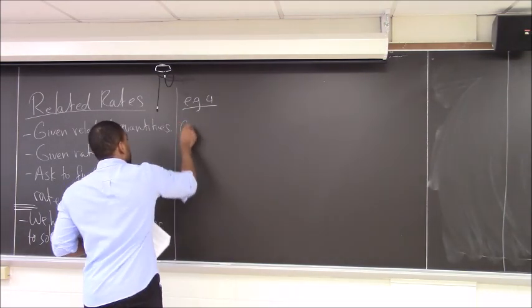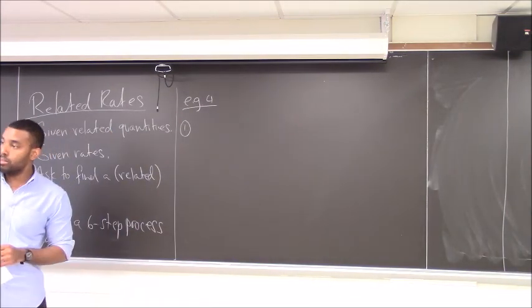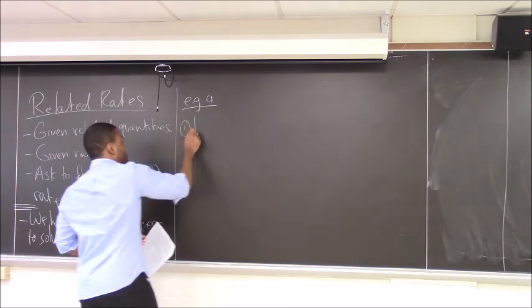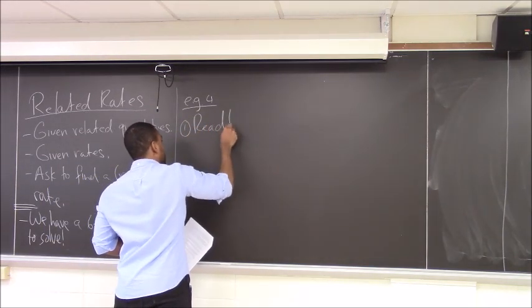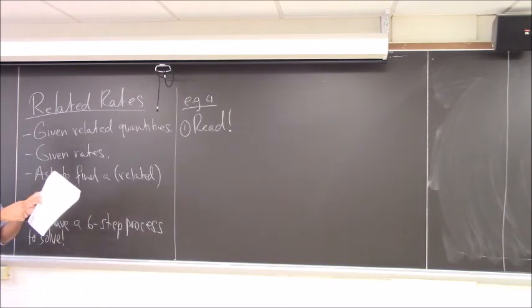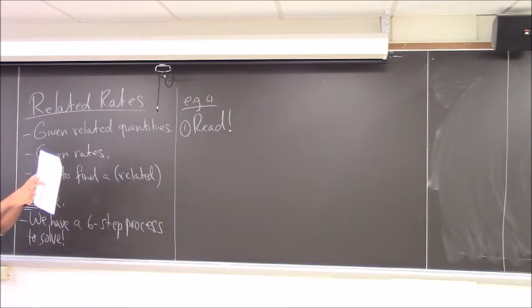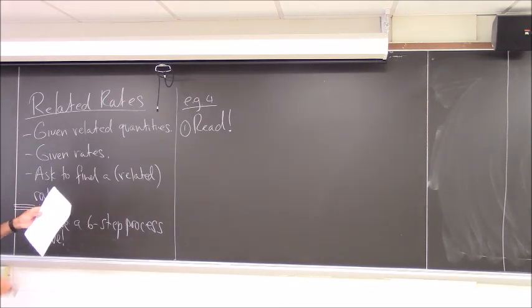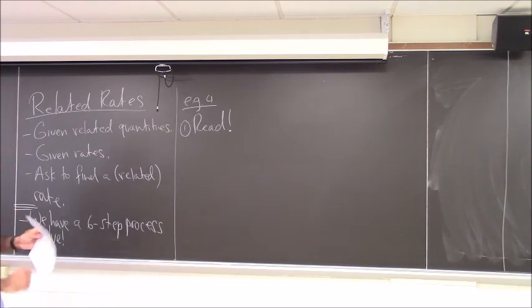So, step 1. Read. Very important. Read the problem, right? Because you need to figure out, first of all, that it's a related rates problem, and we know this is a related rates problem because it mentions how the volume is increasing at this rate, and you're asked to find another rate. So we know it's a related rates problem, and we need to pick out the important information.